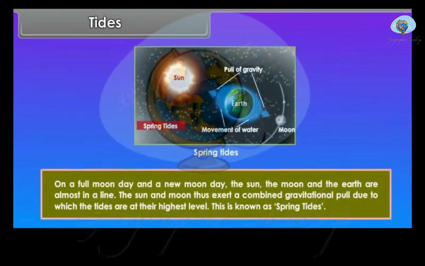On a full moon day and a new moon day, the sun, the moon and the earth are almost in a line. The sun and moon thus exert a combined gravitational pull due to which the tides are at their highest level. This is known as spring tides.